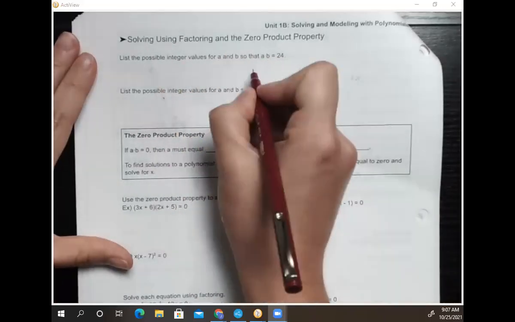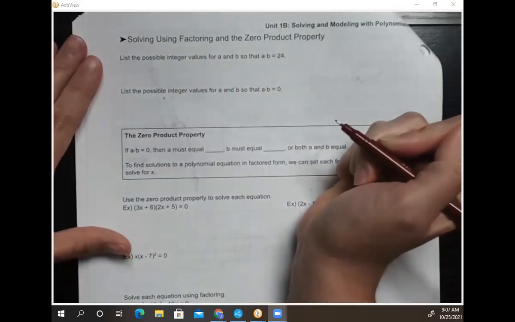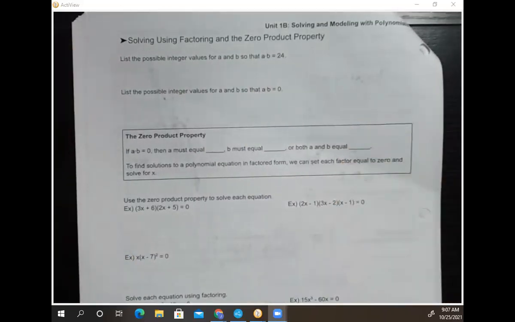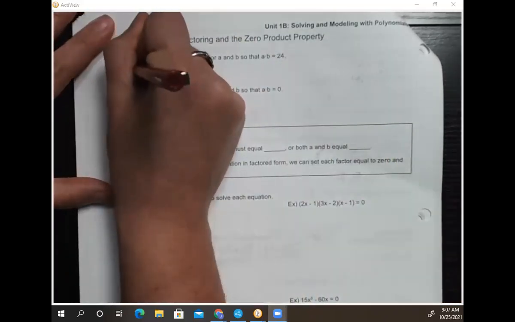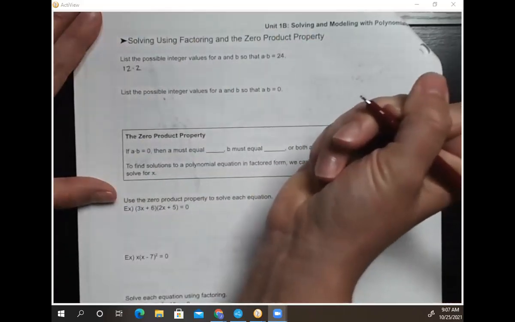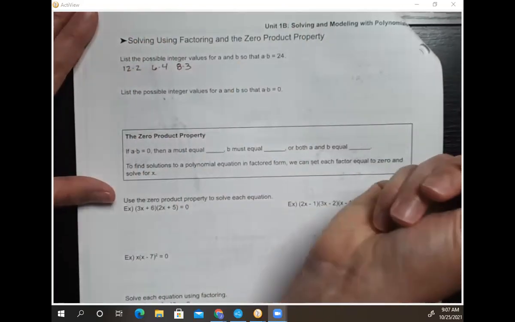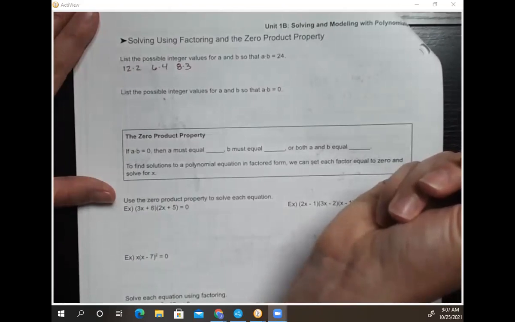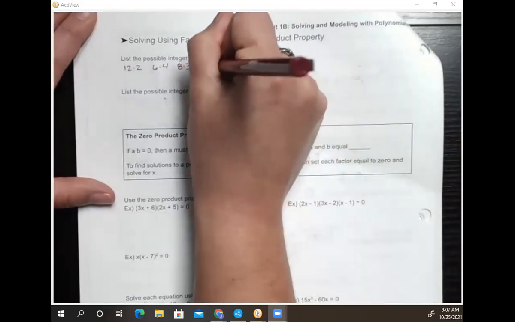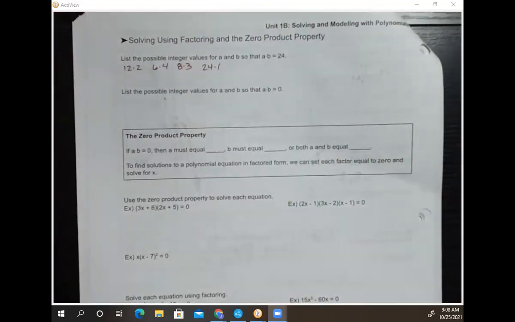So the first one here says list the possible integer values for a and b so that a times b equals 24. What I'm asking you for here are factors of 24. So what times what would give me 24? 12 times 2, 6 times 4, 8 times 3, 24 times 1. This is half the list. What would be the other half?